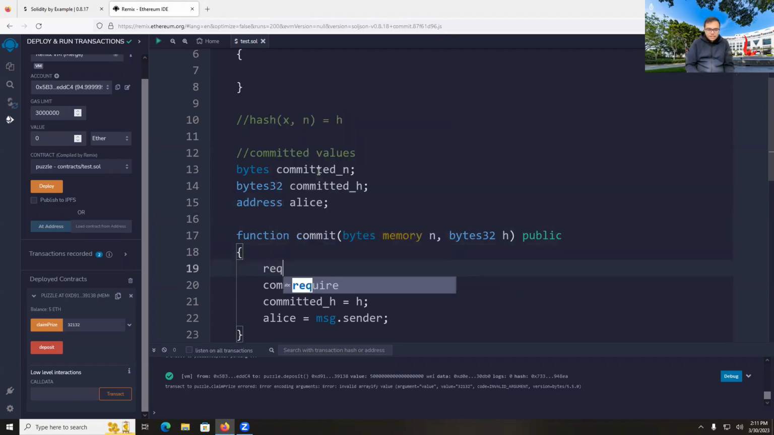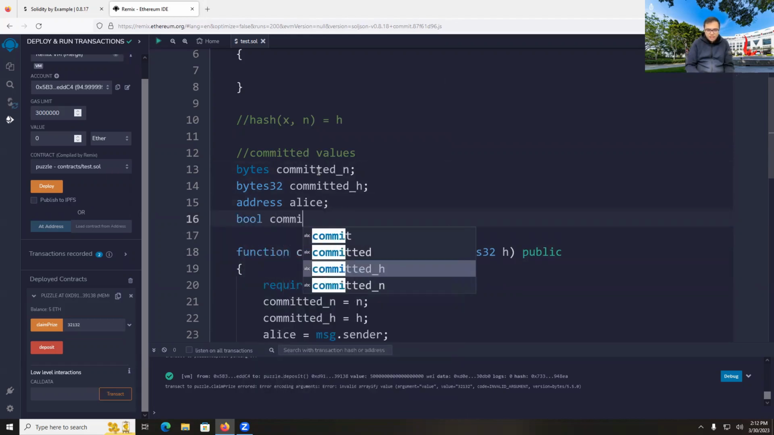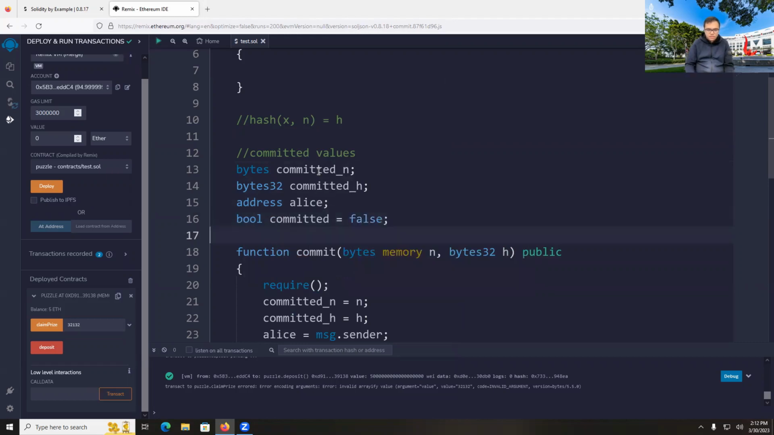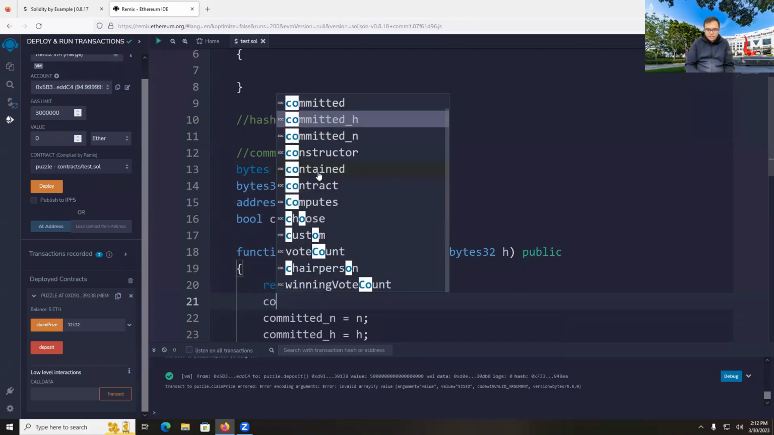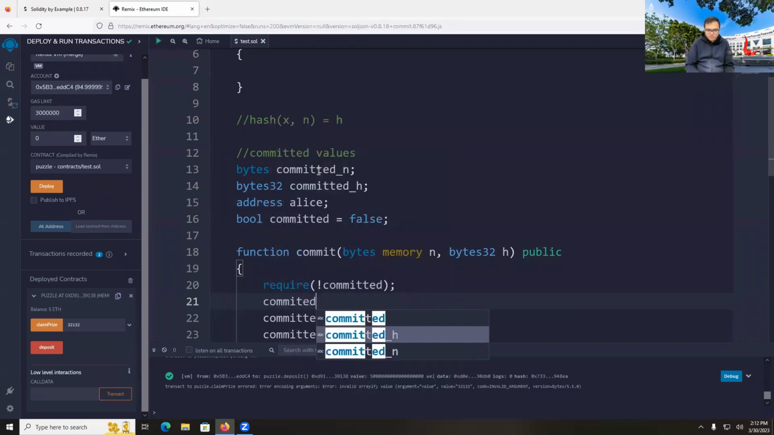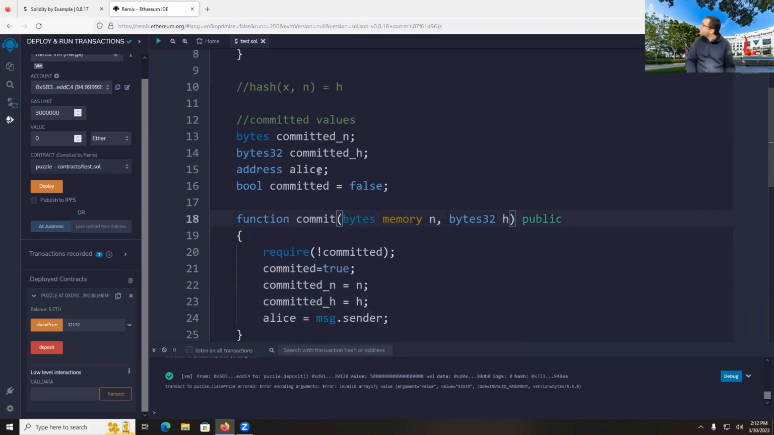And here I can say require, let's say I also have a Boolean. I'm just calling this one committed, it's false. And I say require not committed and make committed true. Okay, so I want to make sure that this function commit can be called only once. And when someone calls this function, they save all of these values. And I can also say that this is payable, and I can require some deposit.